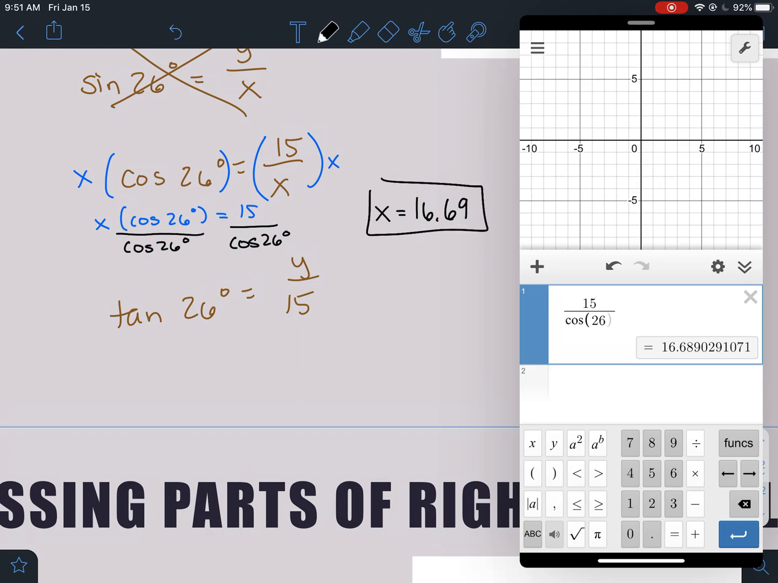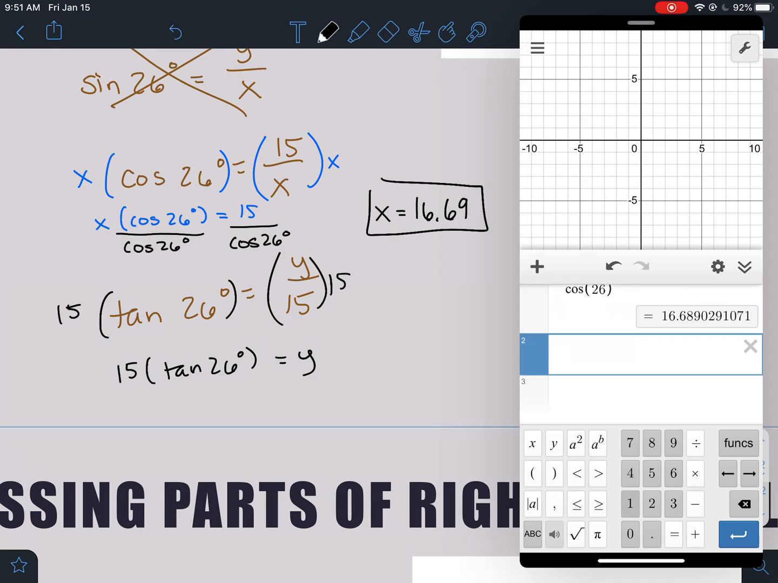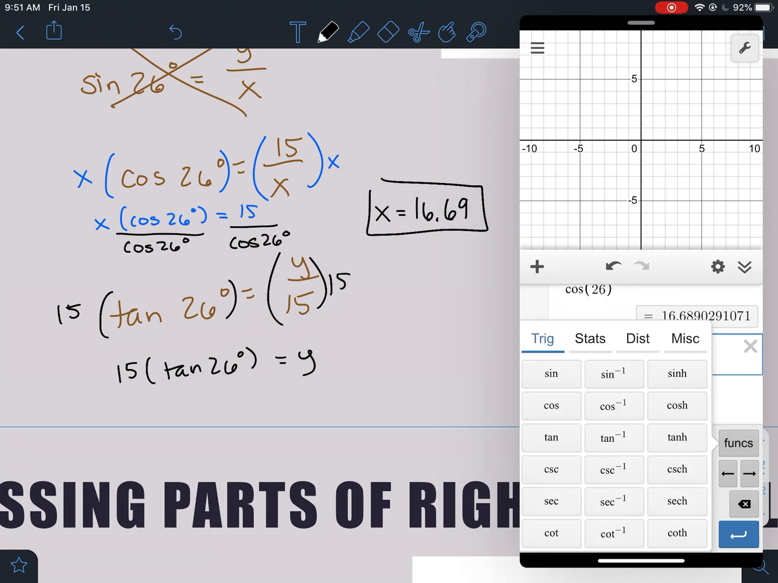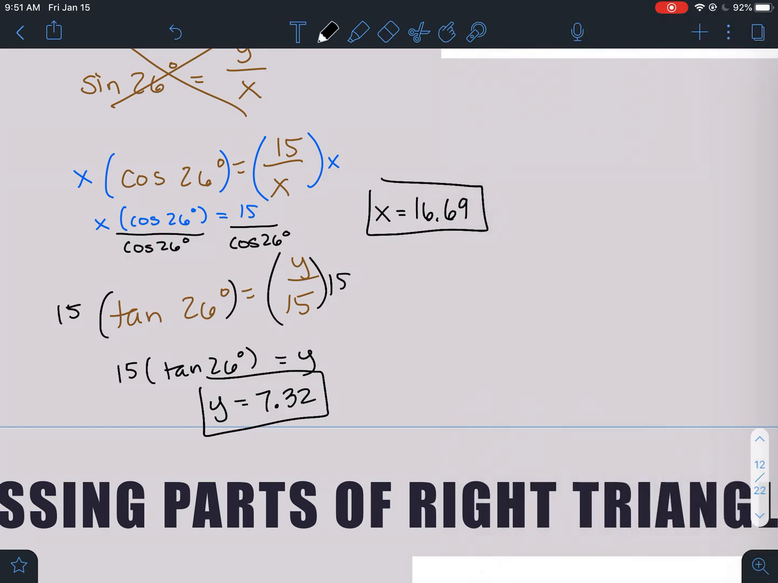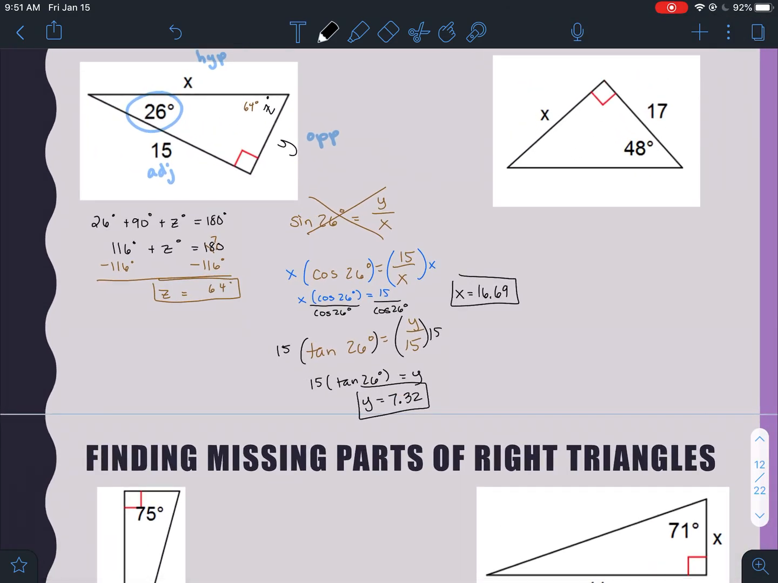And then to find y, tangent 26 equals y divided by 15. So let's multiply both sides by 15. And so 15 times the tangent of 26 degrees is going to equal y. So 15 times the tangent of 26 degrees. And so y, that missing side, is going to be 7.32 if I round. All right, why don't you guys pause the video and try the second triangle? So try and find all of the missing parts of that triangle.